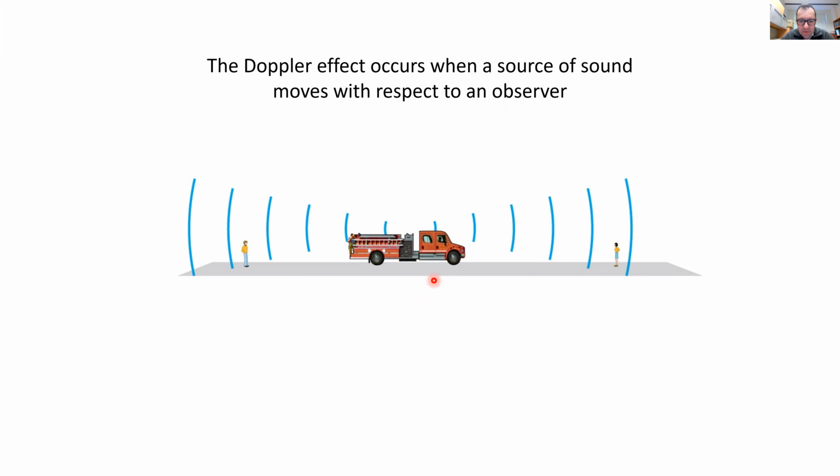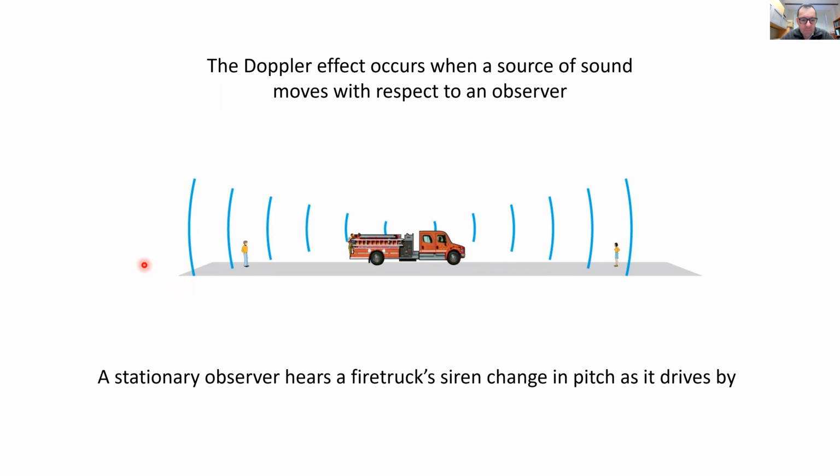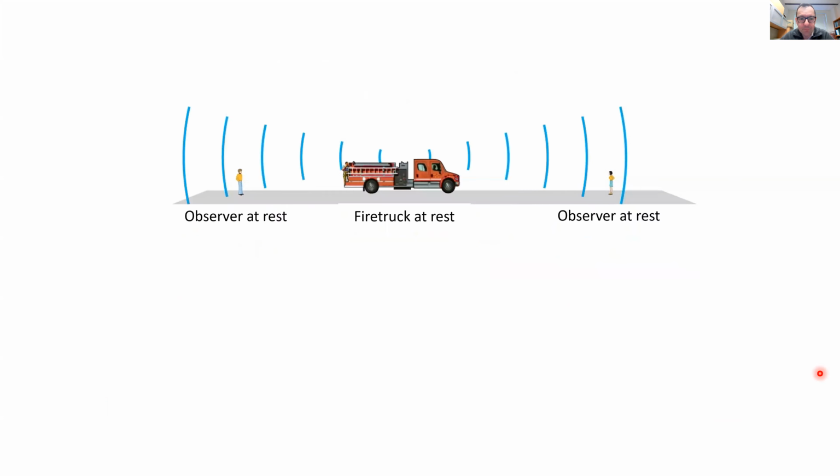I think all of us have experienced a truck driving by, and you hear the siren, and as it goes by, the pitch drops. You hear something like that. Okay, that's the phenomenon. A stationary observer, these people here are stationary, and here's this truck. A stationary observer hears a fire truck siren change in pitch as it drives by. Okay, so in this unit, we'll analyze that phenomenon.